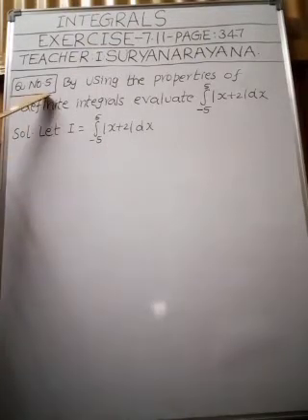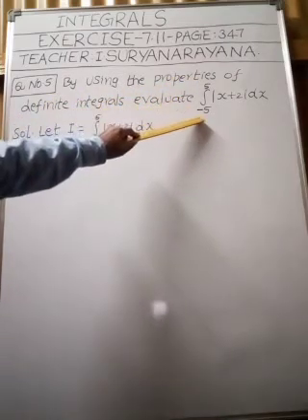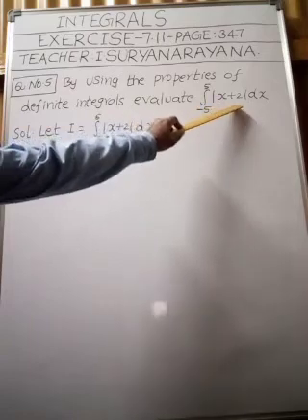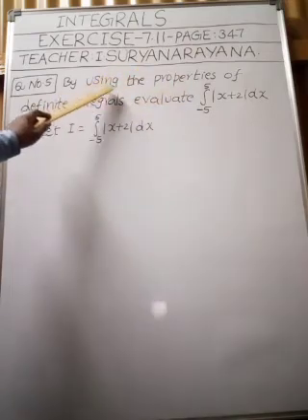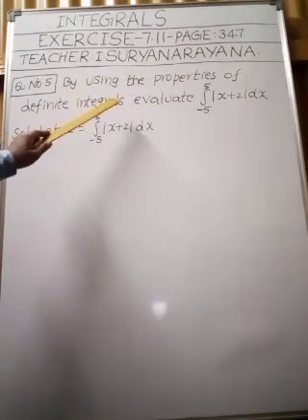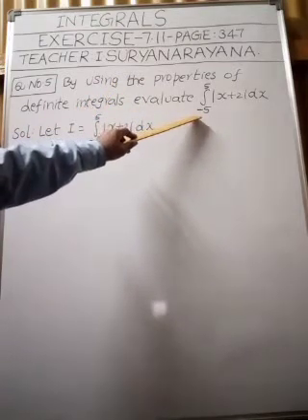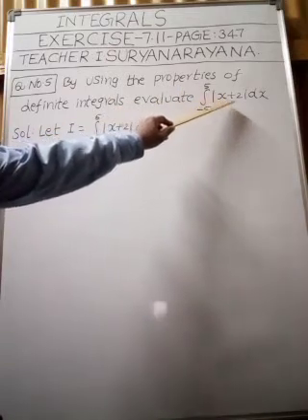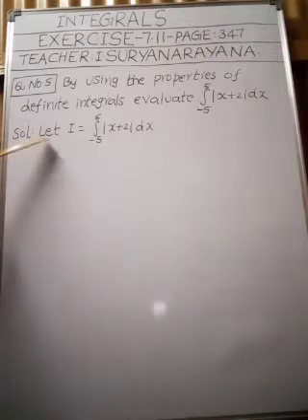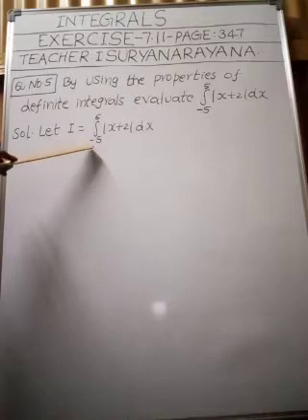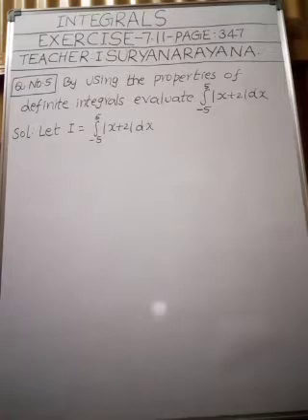Now come to question number 5. By using the properties of definite integrals, evaluate integral minus 5 to 5 modulus of x plus 2 dx. Understood this question, my children? Here also we have to use the properties of definite integrals. Come to the solution part. Let us assume that capital I is equal to integral minus 5 to 5 modulus of x plus 2 dx. Okay, my children? Right.